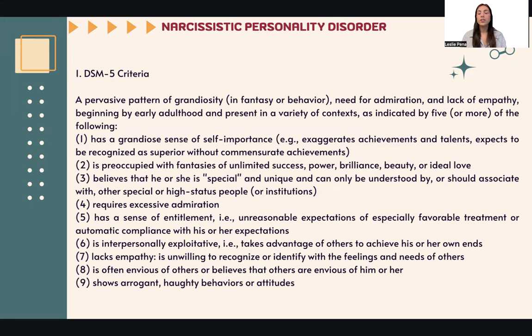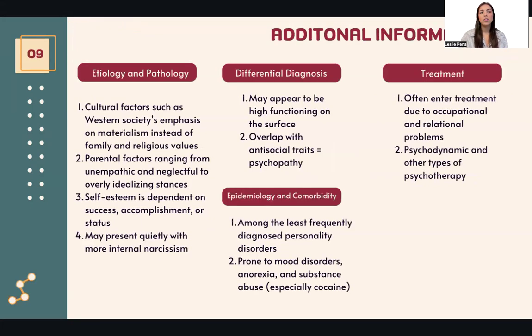Interpersonally exploitive, so they'll take advantage of other people to get their own means. They lack empathy and are often envious of others, or believe that others are envious of them. They're arrogant, haughty in behaviors or attitudes. Cultural factors such as Western society's emphasis on materialism instead of family and regional values could be at the center of their pathology or etiology. Parental factors range from unempathetic to neglectful to over-idealizing stances.